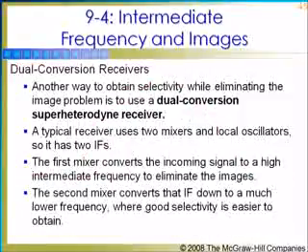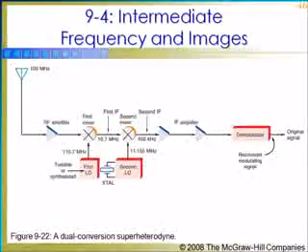So next we have the dual conversion receivers. Another way to obtain selectivity while eliminating the image problem is to use a dual conversion superheterodyne receiver. So in the next slide, we have a dual conversion superheterodyne receiver. This is its figure. As we can see, the receiver uses two mixers and two local oscillators. So that is a typical receiver.